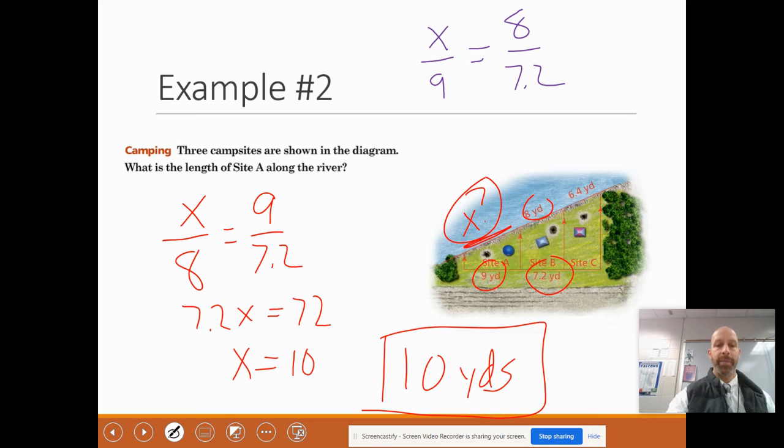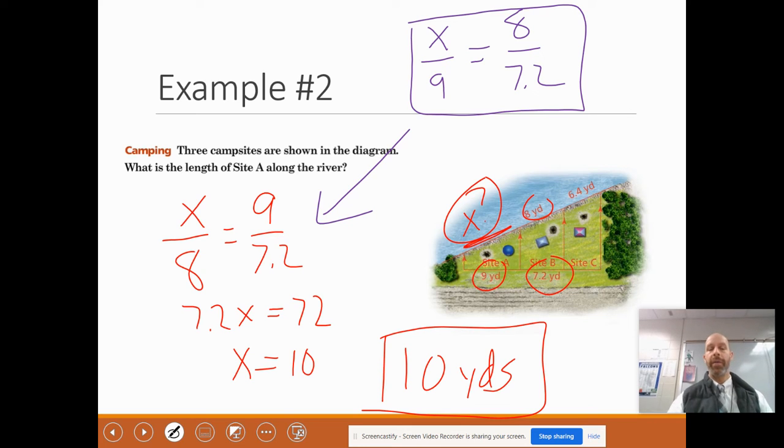Now, I'd like to go back to this problem I mentioned up here, this different way of thinking about it. Notice that work looks a little different than what we did here, but the answer will turn out to be the same. As soon as you cross multiply, you're going to get 72 equals 7.2x. So either way works.